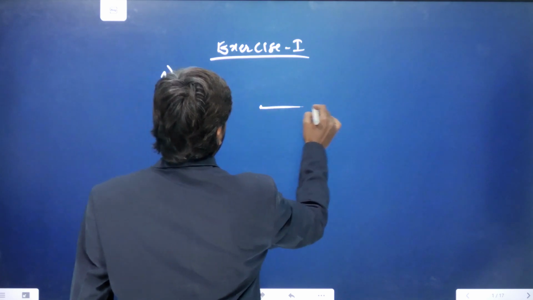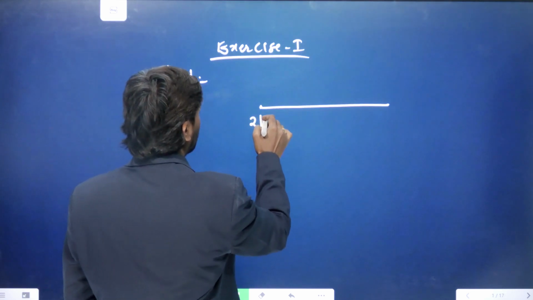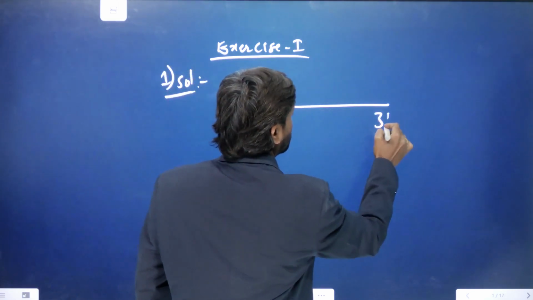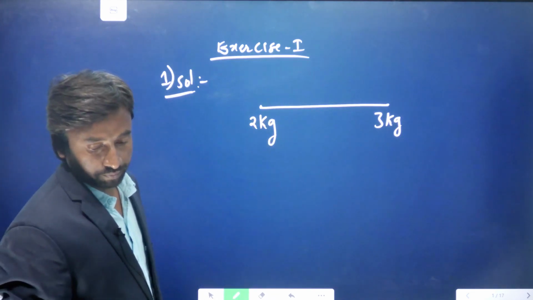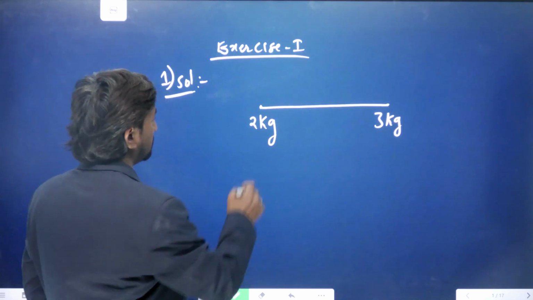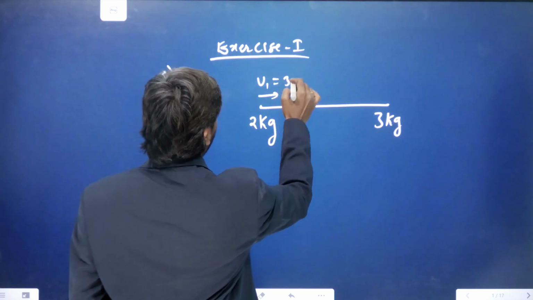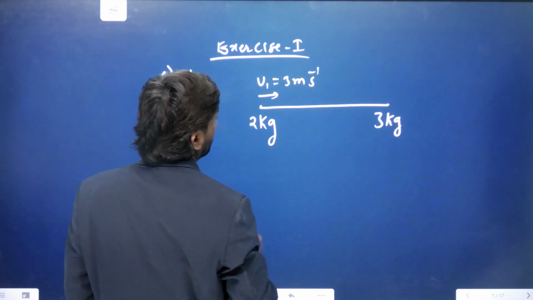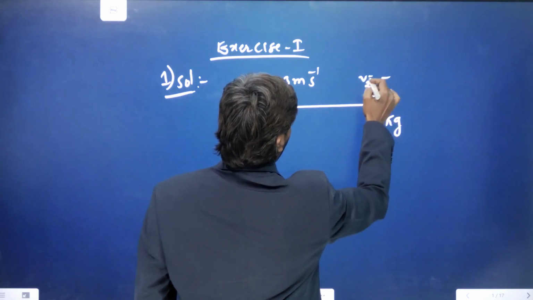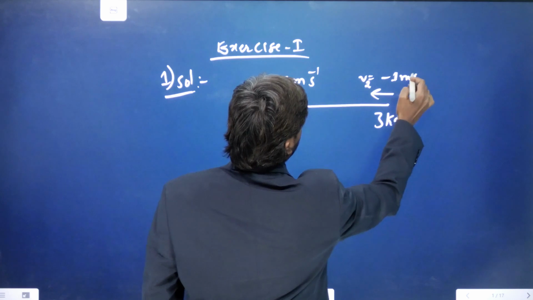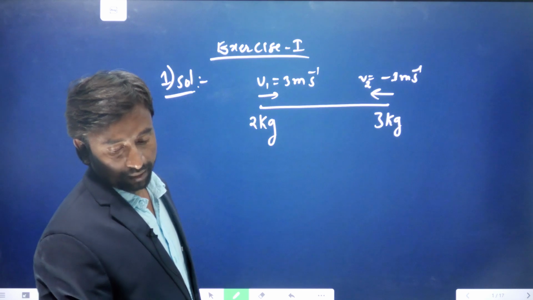So here a body is there. This is a 2 kg body and this is a 3 kg body, and the 2 kg body is moving along the x-axis with velocity V1 equals 3 meter per second, and this body is moving with velocity V2, which we can write as minus 1 meter per second. So now they are asking the momentum of center of mass.